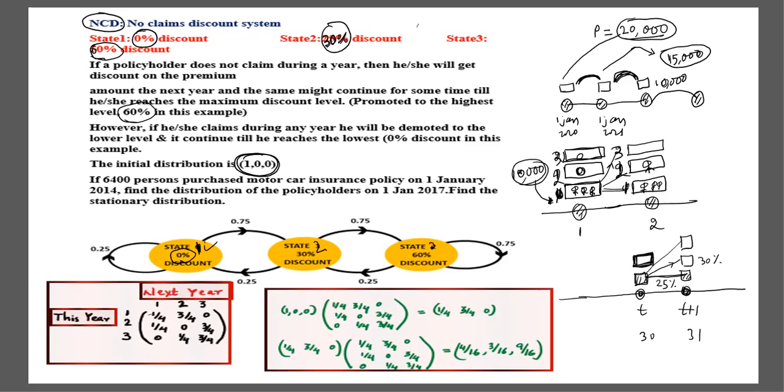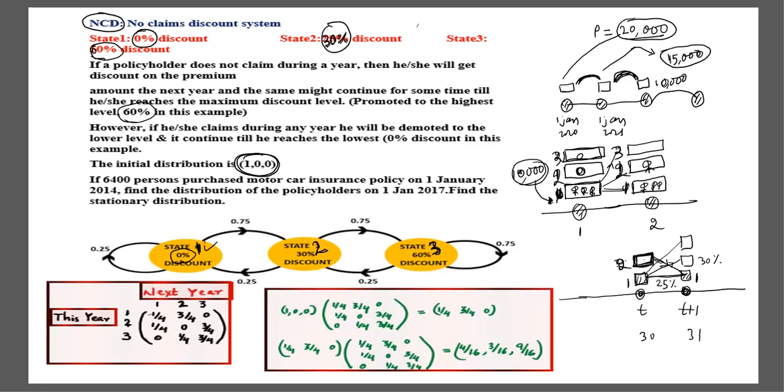Yeah, it's good that you are getting all this confusion now. 1 to 3, 1 to 1, 1 to 2, 1 to 3. Then 2 to 1 is 1 by 4. Here, 2 to 1, again 25% will claim, staying at this level. They were enjoying 30% discount and were rated 2 by the company. Now out of them 25% will make a claim and they will be demoted to 0% discount, level 1.